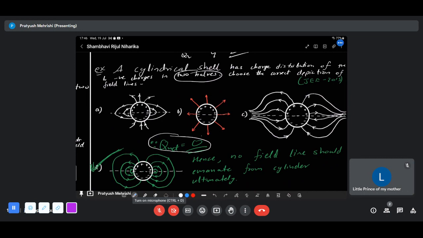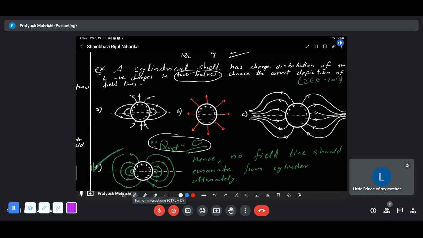Here we must notice one thing, that there is no net charge inside the cylinder. Net charge is 0. It means what? When net charge is 0, then no field line should emit from the cylinder. No field line should get out from the cylinder. All the field lines should be starting and ending within the cylinder.